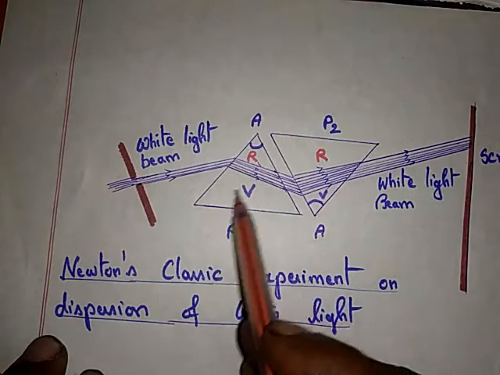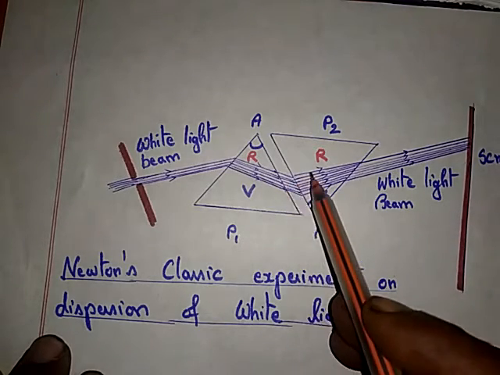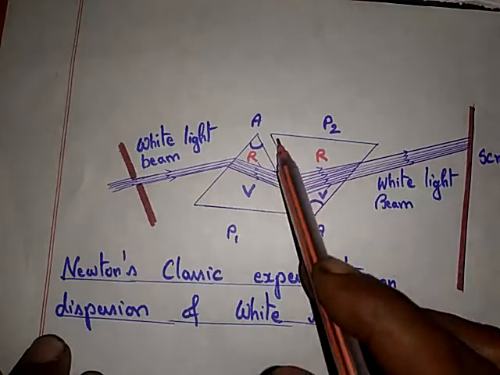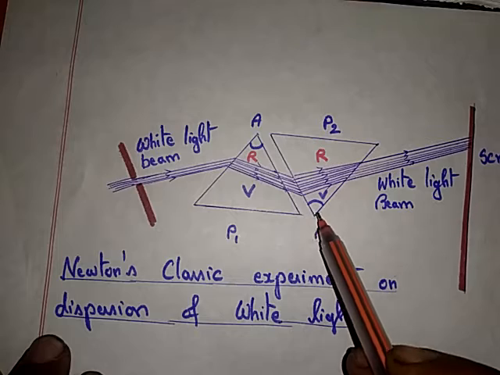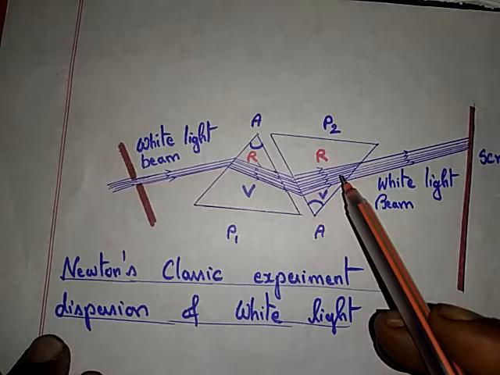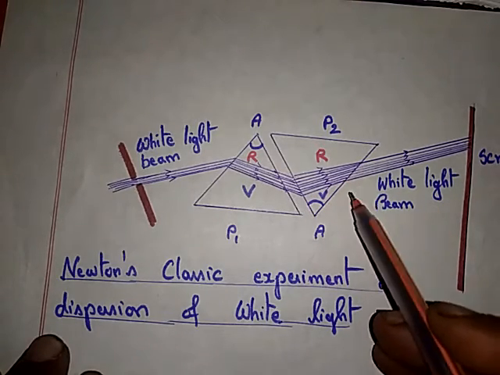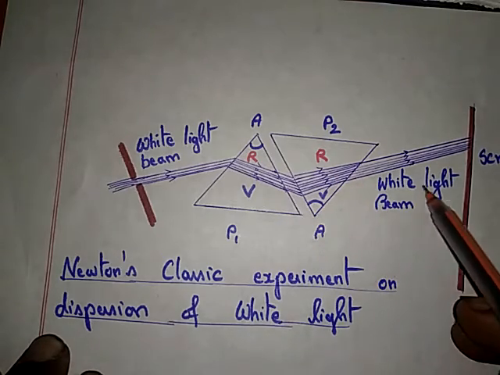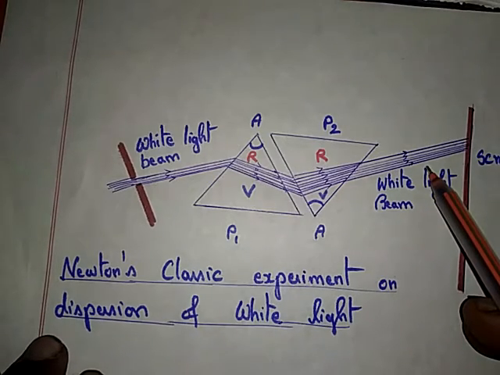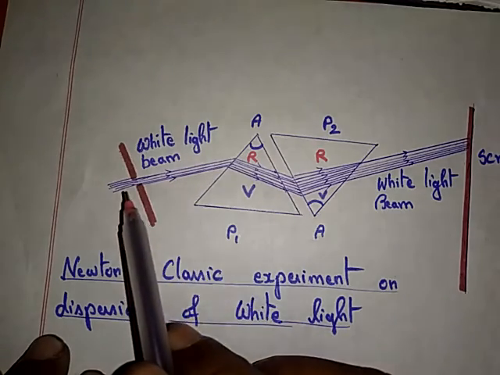The light is bent through the glass prism and comes out. Immediately this light is allowed to fall on the second prism, but the second prism is inverted. So once again it undergoes refraction, and once it comes out of prism 2, you will get the white light beam. So here on the input side you have a white light beam, and the output is also a white light beam.